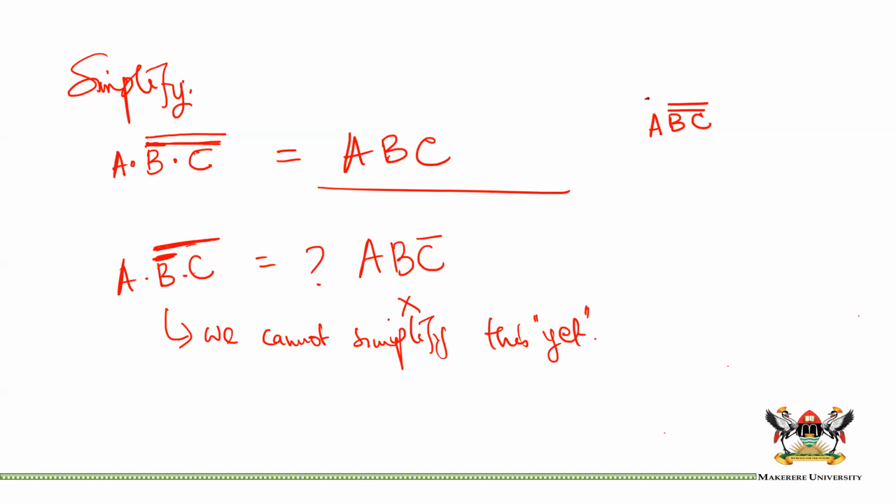bar, I could simplify this as A, B, and C with just one bar, because these two bars I can remove. But because for this one the two bars are over one B, you cannot simplify it yet. We are going to see how we can simplify that in the next lecture.